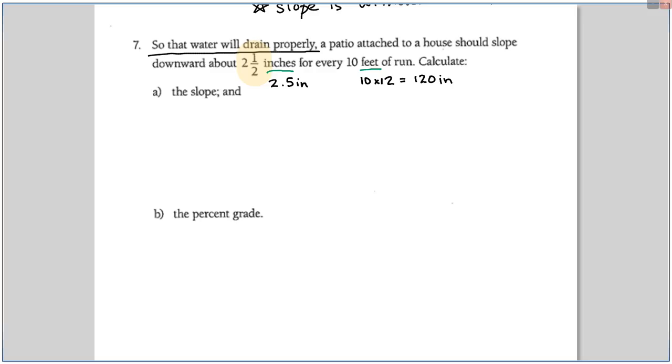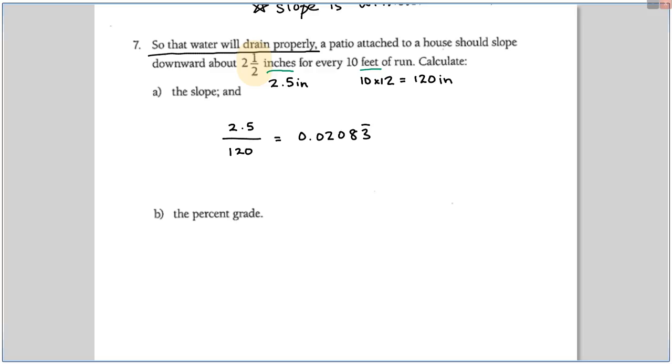Now I can calculate the slope. 2.5 is the downward rise. 120 is the run. The units would cancel. And you can straight put this in your calculator as 2.5 divided by 120. I'm getting like 0.02083 repeater. Okay.